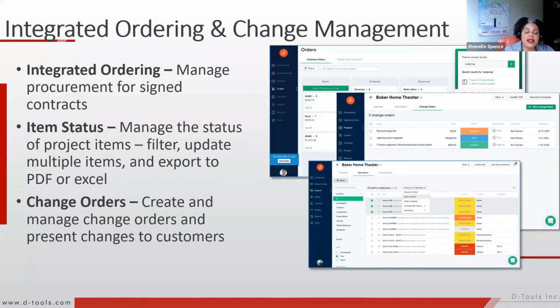To streamline your process even further, you can also order equipment you need for your projects and manage the status of those items. So we're also very excited to share that direct ordering via ADI is planned to go live in Q4 of this year. And then speaking of managing item statuses, with our change orders, you can also track all the adjustments that happen post-sale within D-Tools Cloud as well.